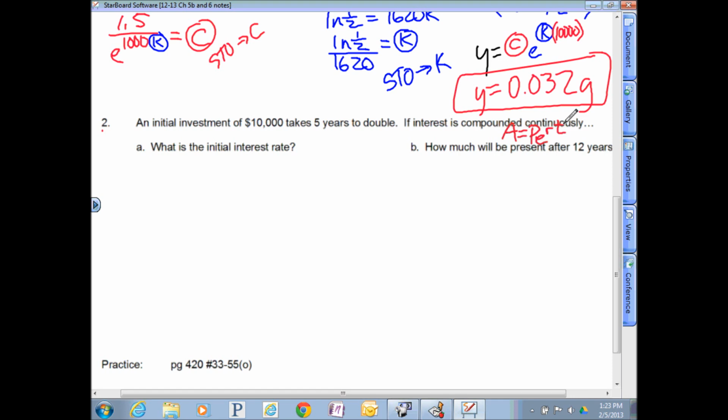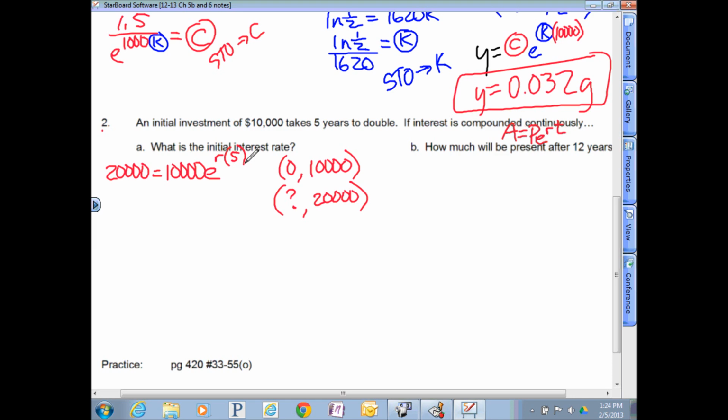Well, it's going to take 5 years to double. So my initial value, at time 0, I have $10,000. Well, we want to know how many years it's going to take to double. So we're finding doubling time right here is really what it comes down to. So I'm going to set this up. My final amount I want to be 20,000, and my initial amount is 10,000, e to the k, or I'm sorry, e to the rt. Well, what's r? We don't know what r is. That's what we're solving for. But we know it takes 5 years for this to happen.